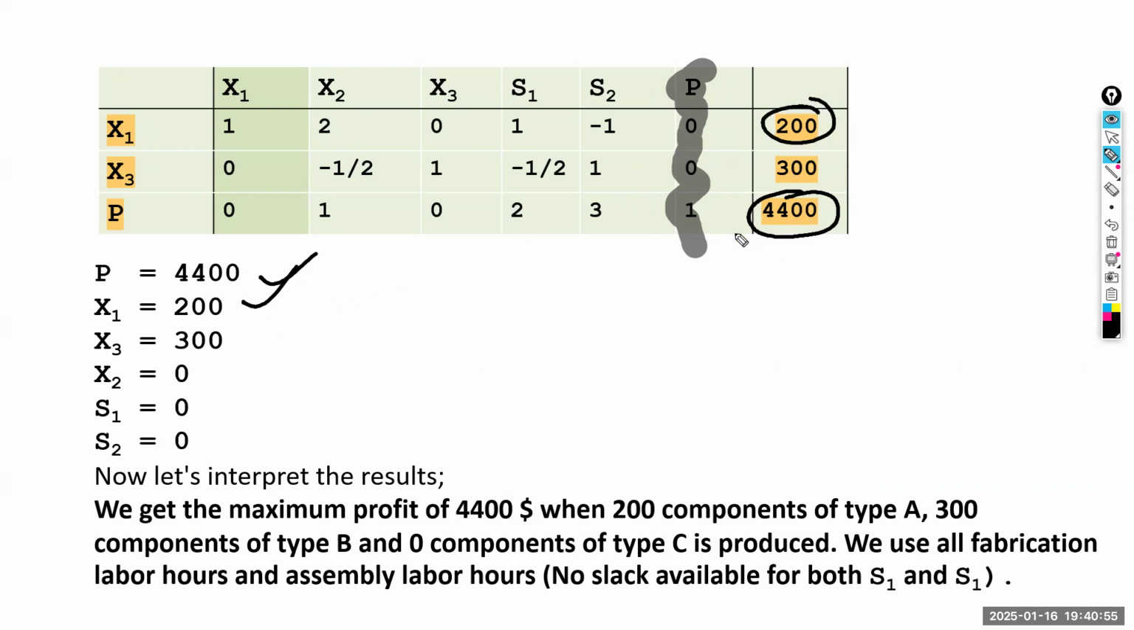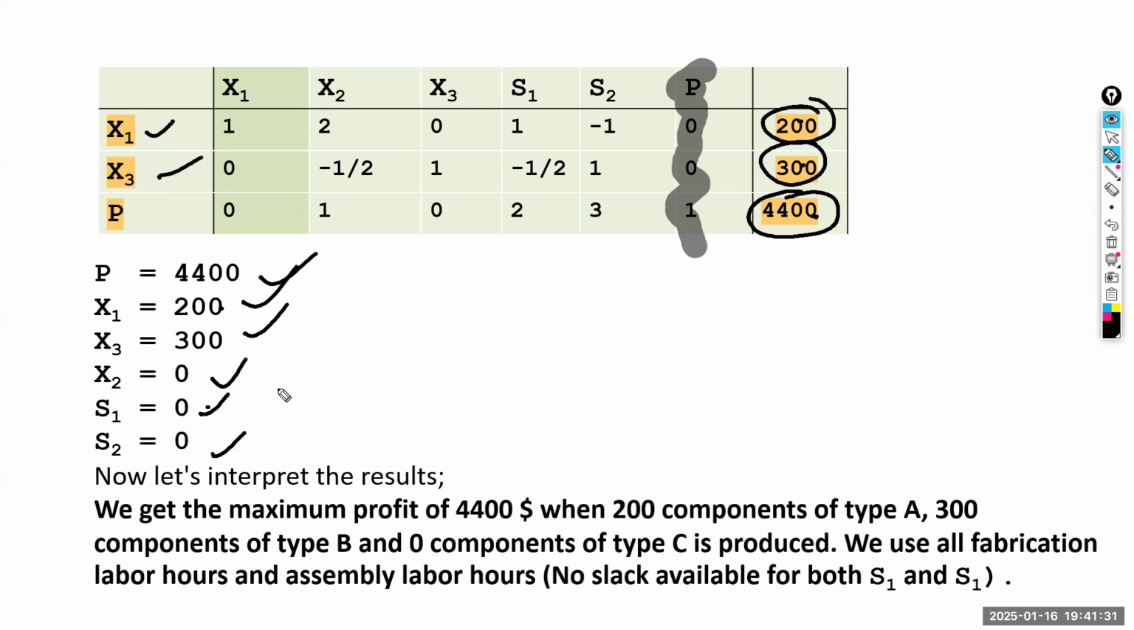When you get that optimum profit, your x3 value is 300. And your x2 value is not here. If it is not there, it is 0. That means you don't build x2 component. Okay. And also, right, because your s1, s2 is also not here. Right? If a variable is not here, that means those are 0. You can see here we have only x1, x3 and the profit. The other values are 0.